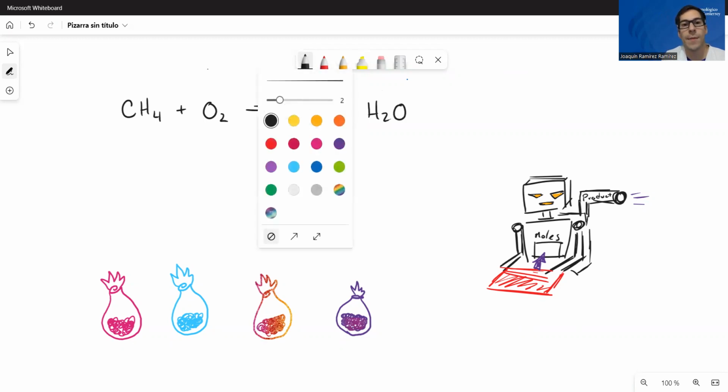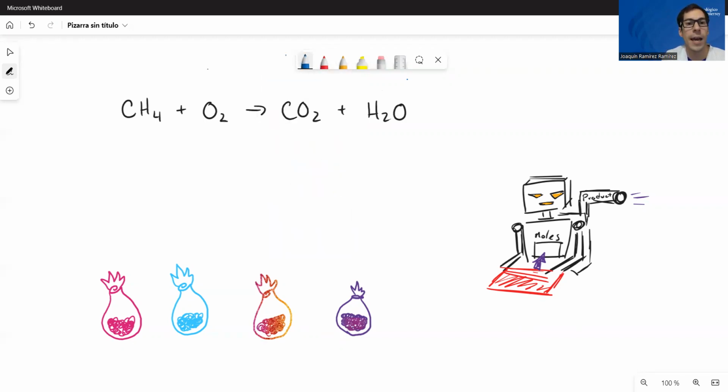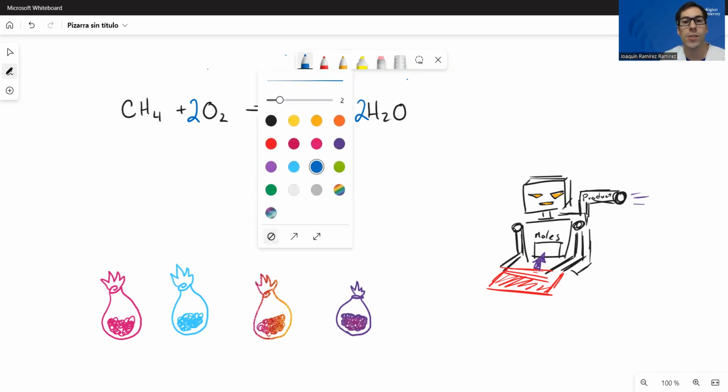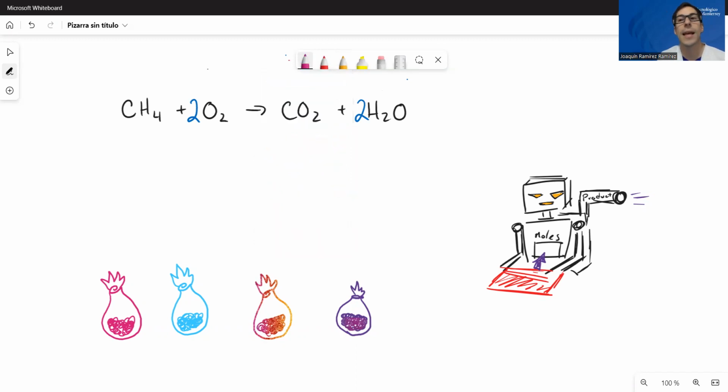I will balance this chemical reaction simply by adding 2 coefficients, one here and one here, and now the reaction is perfectly balanced. You can check how to balance chemical reactions in previous mini lessons. Okay, so now let's say I want to calculate how many grams of CO2 are going to be produced when I burn, let's say, I'm just making this up, 600 grams of methane, okay?